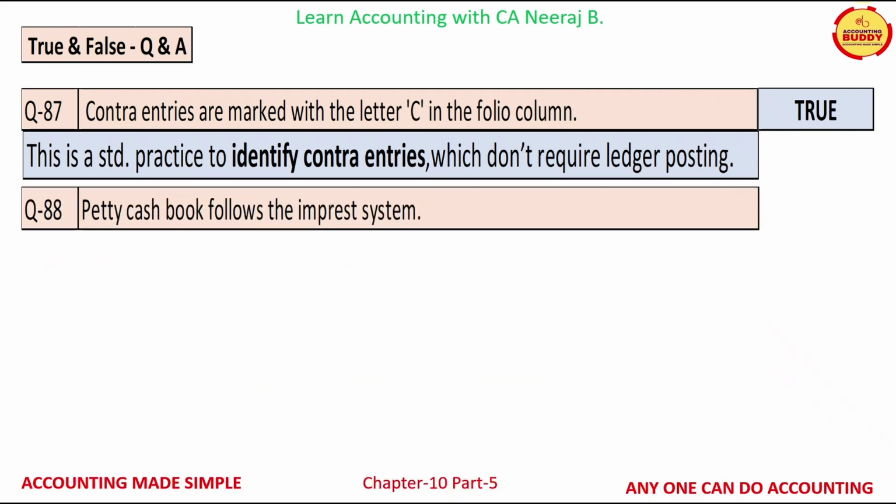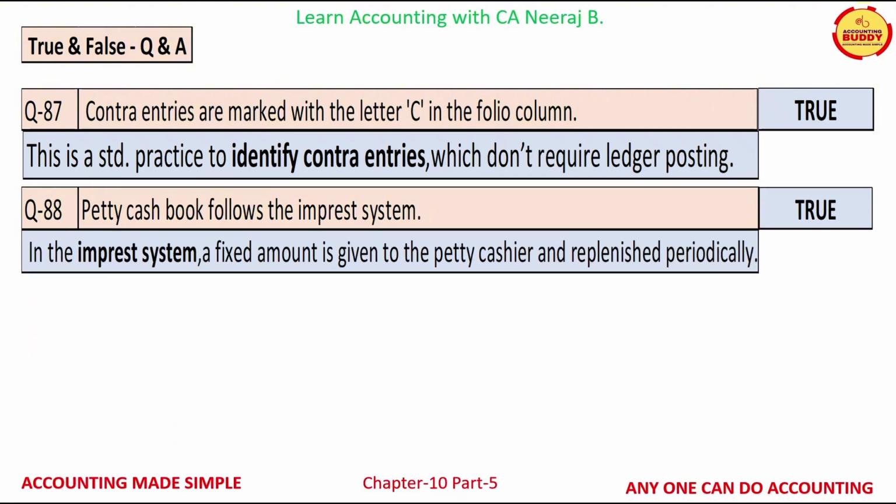Question number 88 is petty cash book follows the imprest system. This is also a true statement. In the imprest system, a fixed amount is given to the petty cashier and replenished periodically.